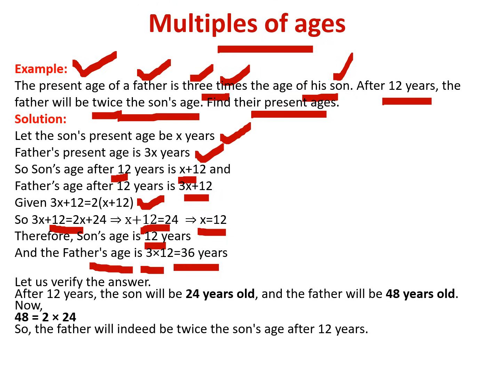Let us verify the answer. After 12 years, the son will be 24 years old and the father will be 48 years old. Now, 48 equals 2 into 24. So, the father will indeed be twice the son's age after 12 years.